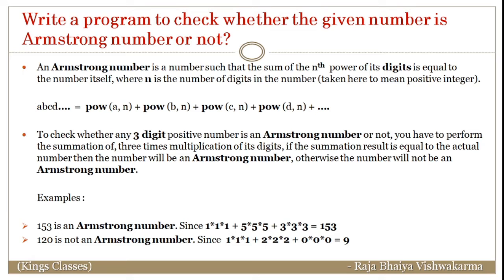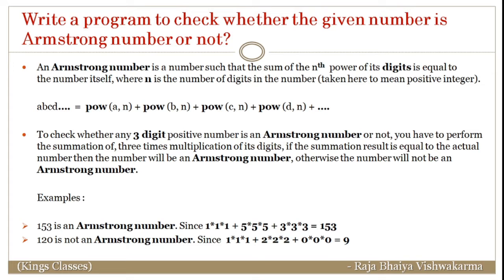So suppose you have a 3-digit positive number and you want to check whether that number is an Armstrong number or not. What you have to do is perform the summation of 3 times multiplication of its digits, and if the summation result is equal to the actual number, then you can say that the number is an Armstrong number. Otherwise the number is not an Armstrong number.